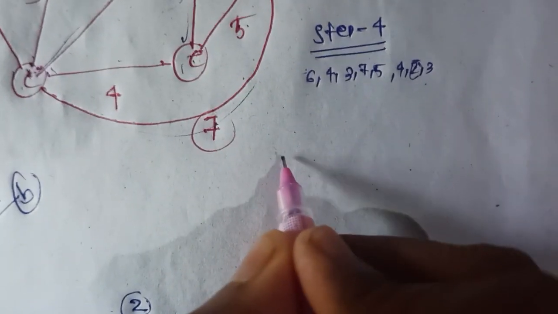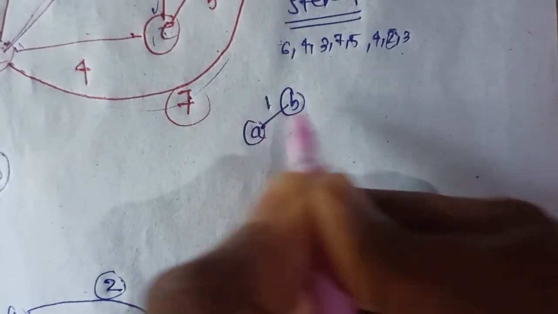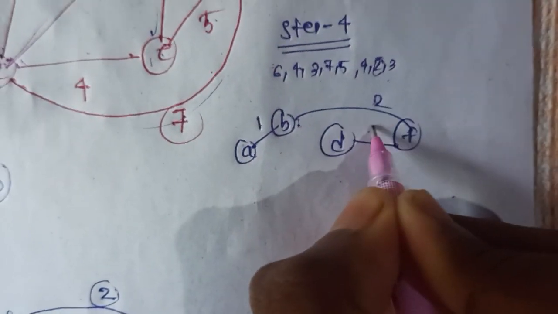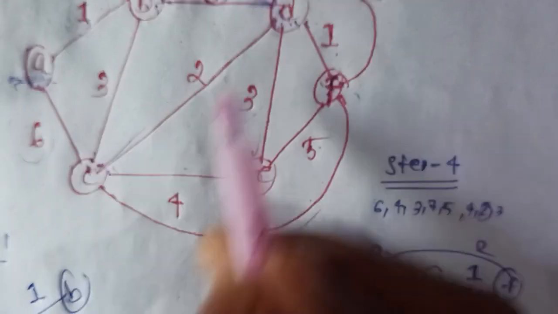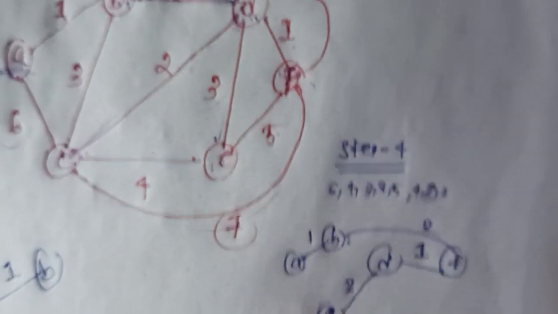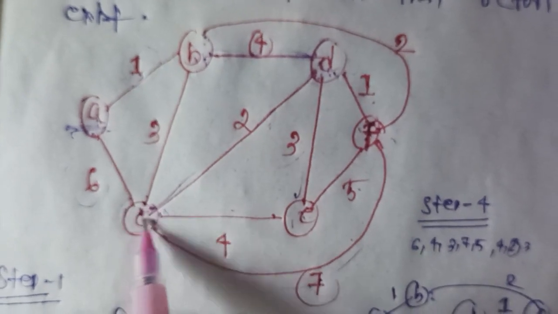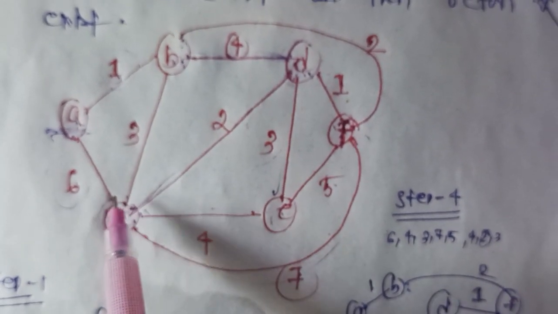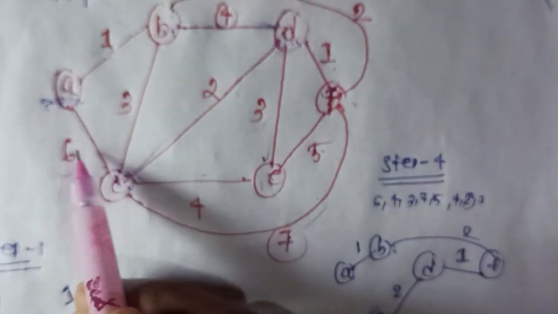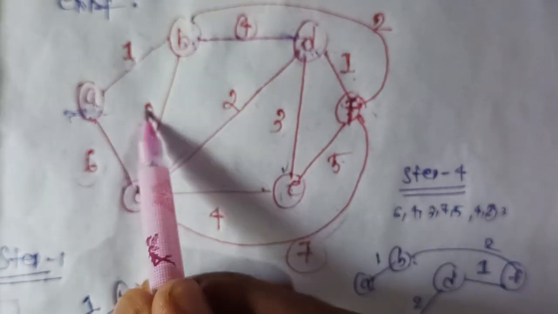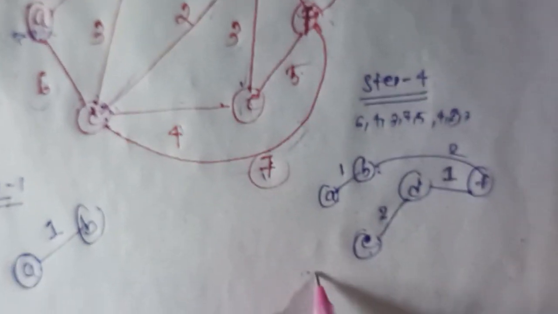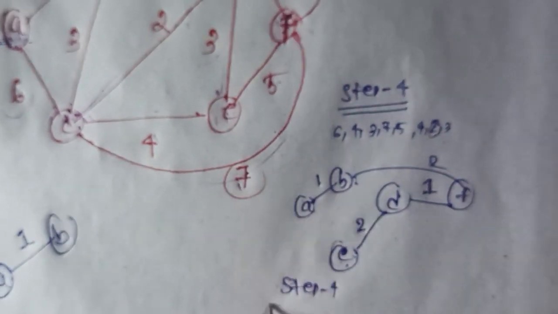Okay, simply we draw A to B 1, B to F 2, F to D 1 and D to C 2. Now we reach the position C. So simply again, what are the adjacent nodes? C to A, C to B, C to D, C to E, and the corresponding weights are 6, 3, 2, 4, 7. So I cannot write it in now. So in step number 4 I directly do this.